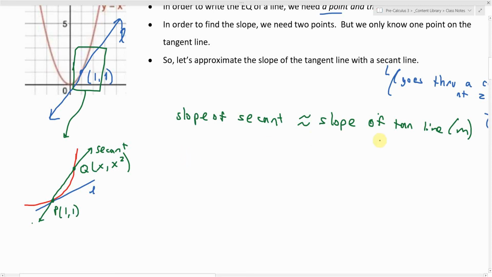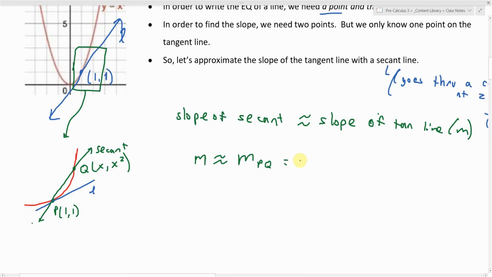let's say it this way, the slope of the tangent line, which we know is what I'm looking for, that's m, is approximately equal to the slope of the secant line. The slope of the secant line is the slope from P to Q. The secant line goes from P to Q. So the slope of the tangent line is approximately equal to the slope of PQ.